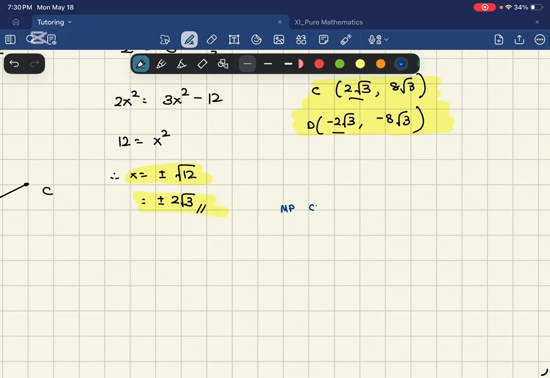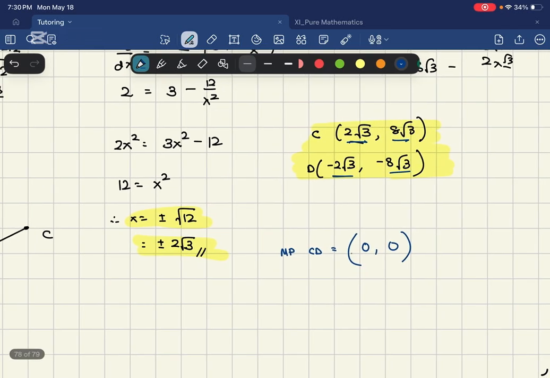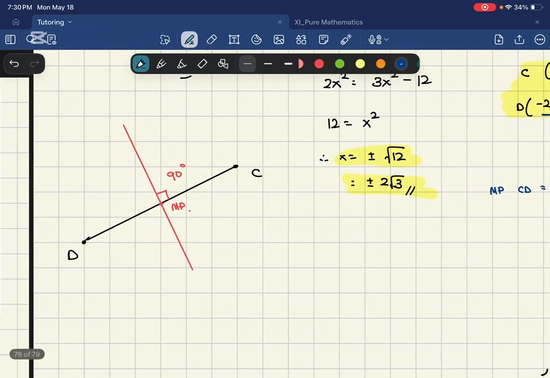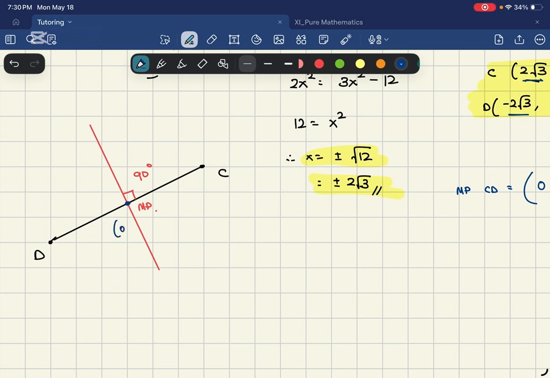So the midpoint of CD is going to be, you add these two together and you divide by 2. And if you do so, you are going to get 0. You add these two together, you divide by 2, you are going to get 0 again, right? x1 plus x2 divided by 2 is going to give you 0. y1 plus y2 divided by 2 is going to give you 0. So the midpoint is going to be 0, 0. Now another thing is that let's find the slope of CD.